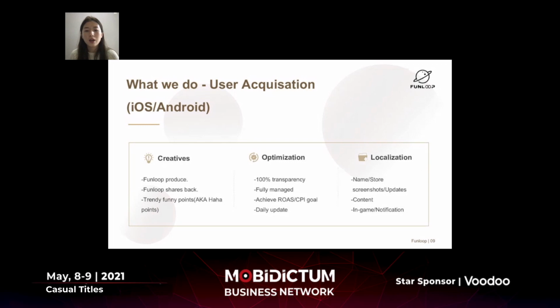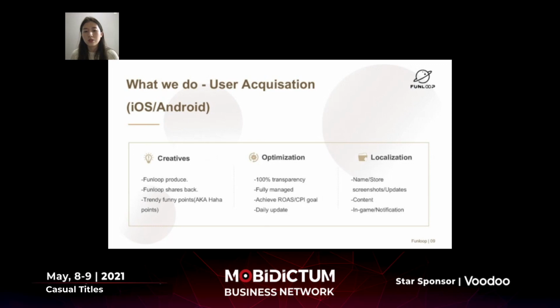And second, also important, is the optimization service. We fully manage your advertising account, meaning that we create campaigns, we optimize, we change the bid, we upload creatives, we do everything, and you have the login. You have 100% transparency, and you can touch it if you want, but it's good enough that you just have the login and monitor it. We do everything for you. So this is the optimization part.